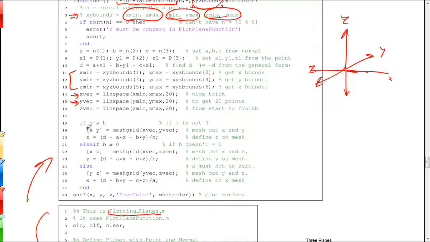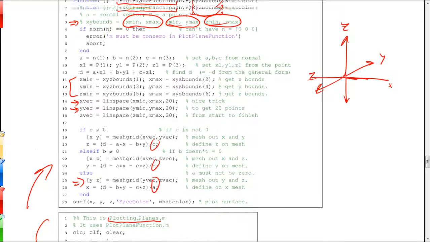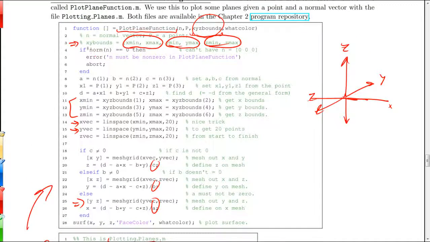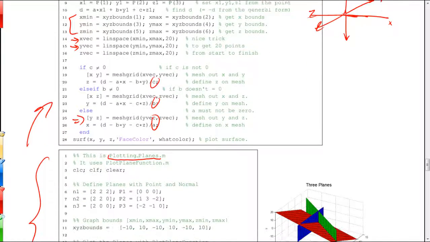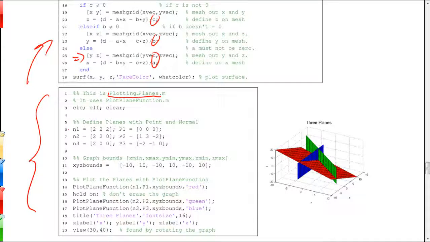If c happens to equal 0 and b doesn't, I do y in terms of x and z. If c and b are 0, then I need to get x in terms of y and z. And if all three of these are 0, then basically my normal vector had length 0, and it would have booted me out. So to use it, all I need is a normal vector and a point, right?